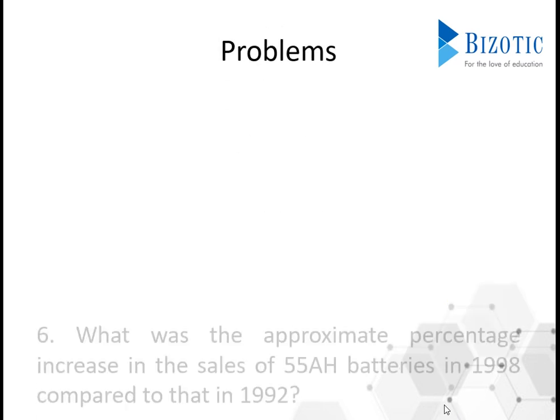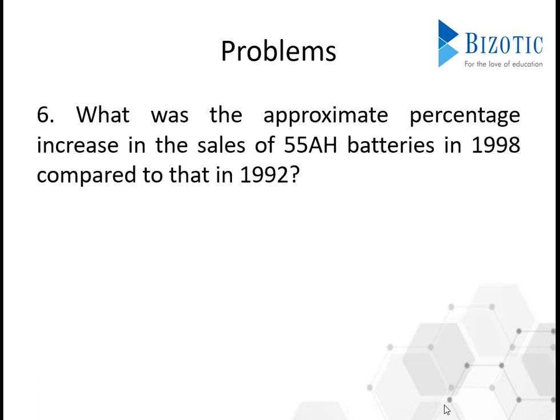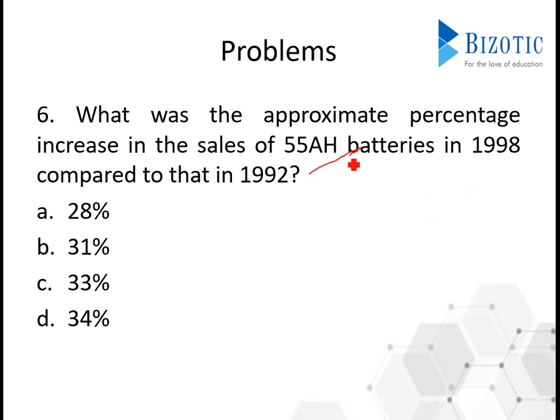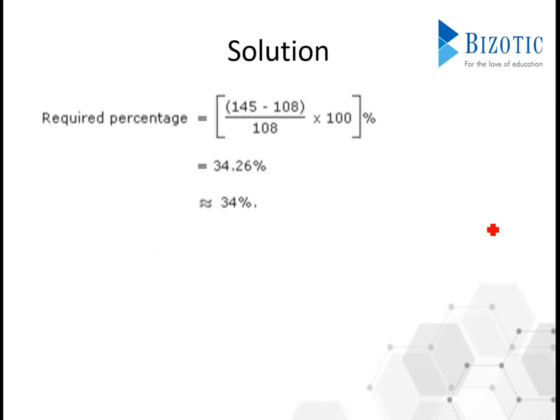The first one: what was the approximate percentage increase in the sales of 55Ah batteries in 1998 compared to that in 1992? And you have different options for that. I had told you that percentage increase will also be a factor in data interpretation. All you need to do is very simple: how many 55Ah batteries were sold in 1998 minus how many were sold in 1992, divided by the initial value. So let's see how the solution goes.